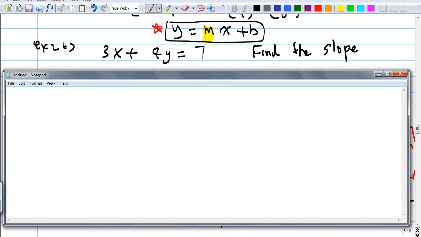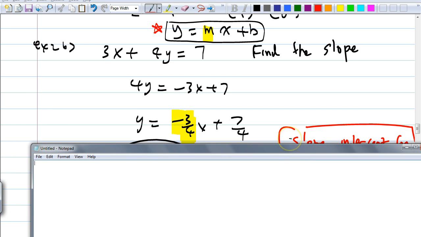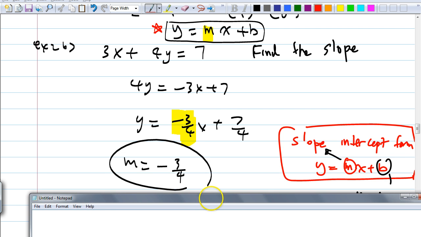Alright, so did you all solve for y? What did you guys get? y equals negative 3/4 x plus 7 over 4, right? Okay, so does it fit this form, y equals mx plus b? What's the slope of this line? Without doing the table. Yeah, isn't this a lot easier?